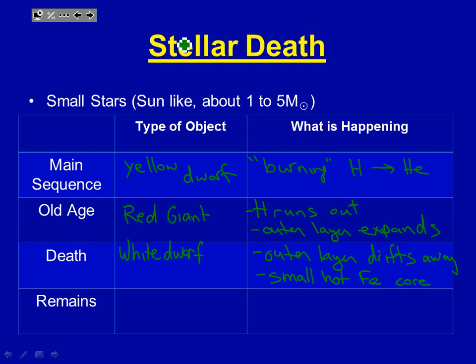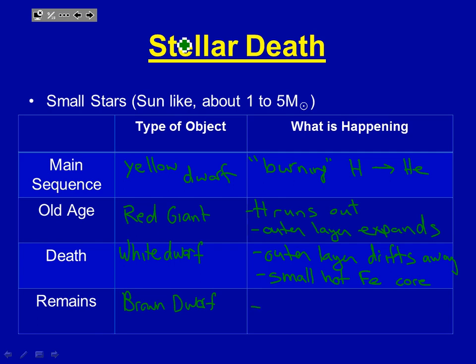Eventually, just like any other hot object that doesn't have any heat in it, what's going to happen to that white hot piece of iron? What happens to any hot piece of iron in the shop? It cools and becomes a hunk of iron, dark. In the end, it becomes a brown dwarf. Essentially, a hunk of iron in the position at which the star was.